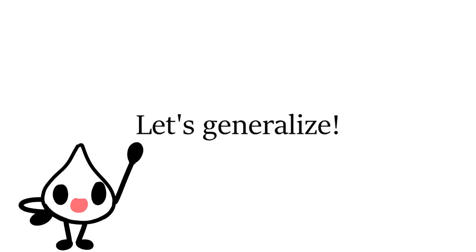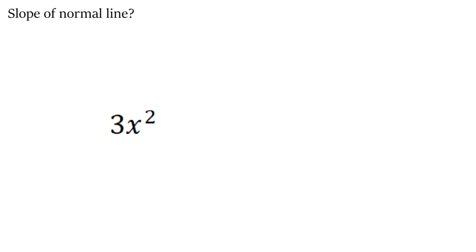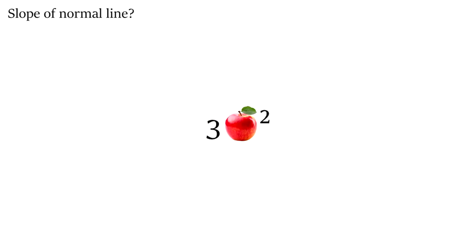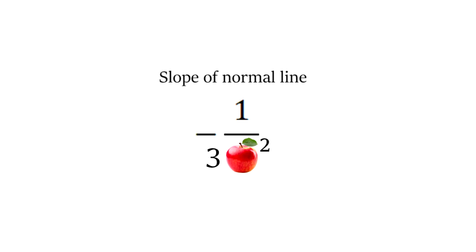Let's generalize. So you have a normal line on x equals apple. This means our y value is apple cubed, making the point (apple, apple cubed). Now we have our positions. Let's find the slope. Again, refer to 3x squared, the slope of x cubed, and plug apple in for x, giving 3 apple squared. Then do the perpendicular: over 1, flip, and minus. We have negative 1 over 3 apple squared.